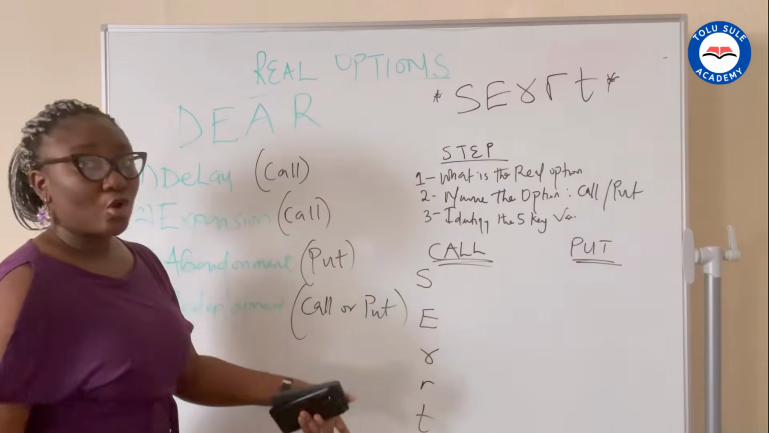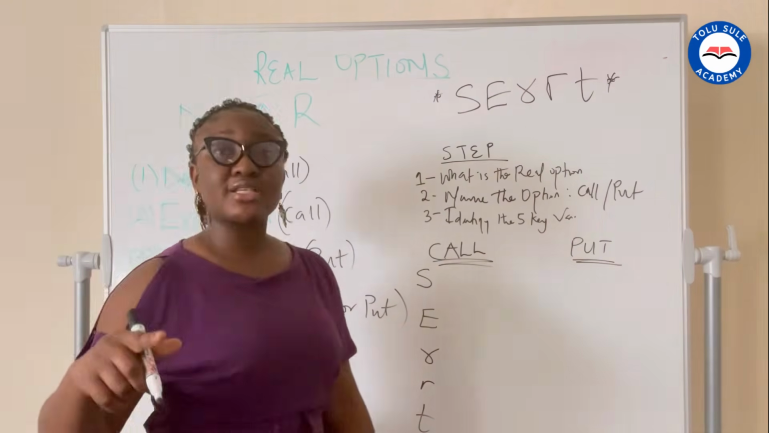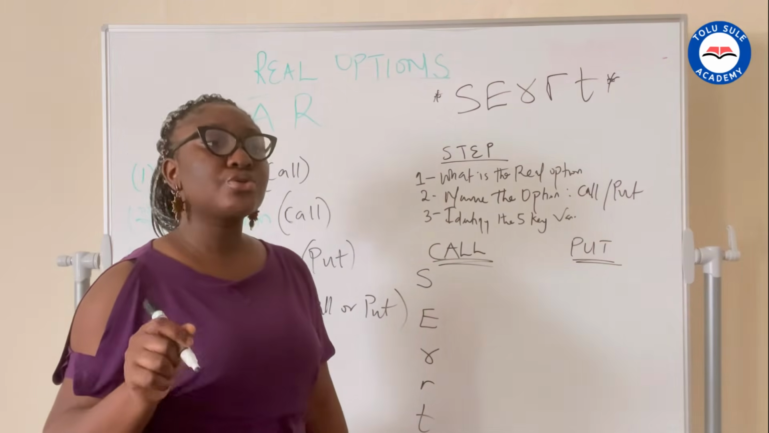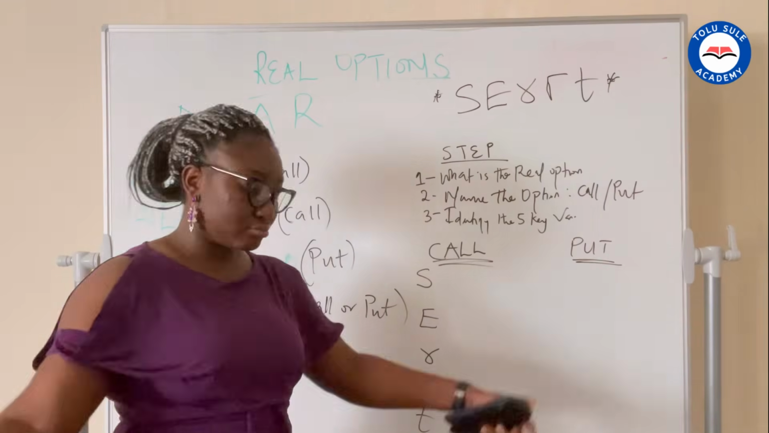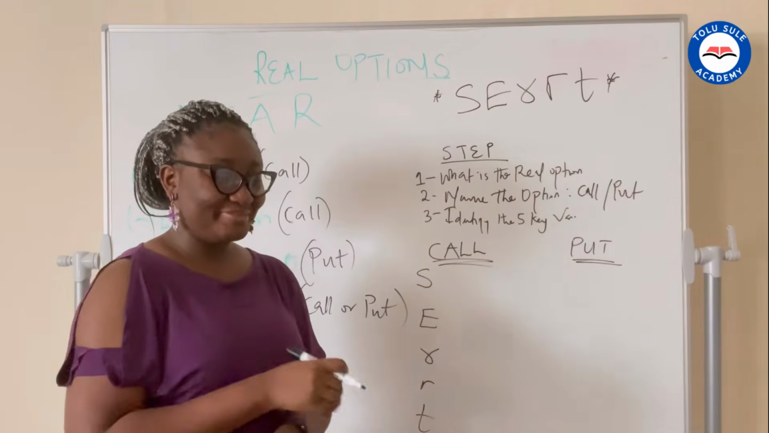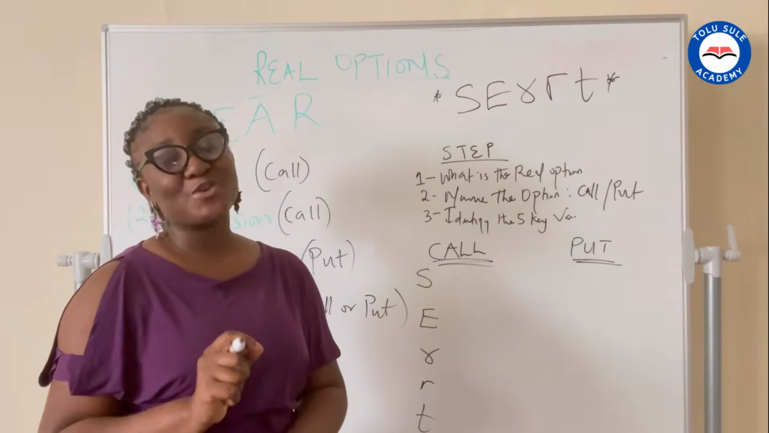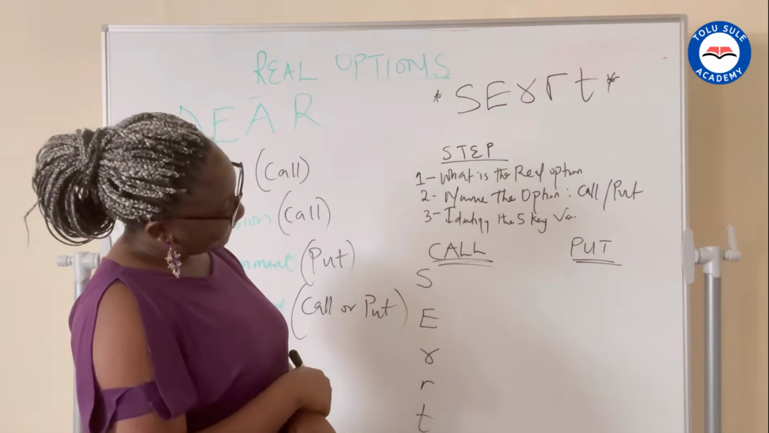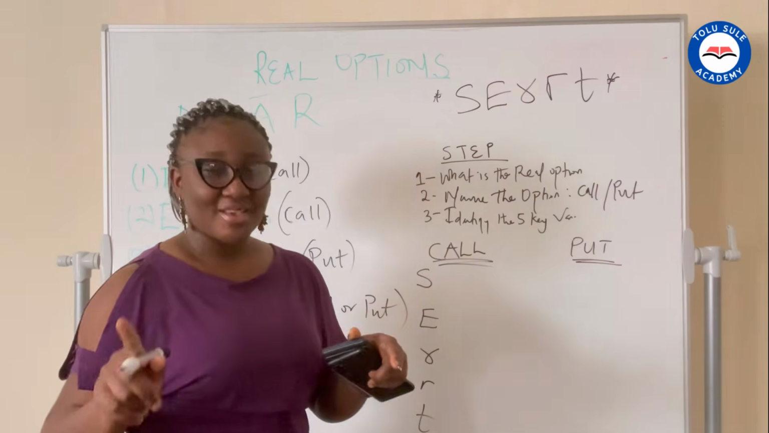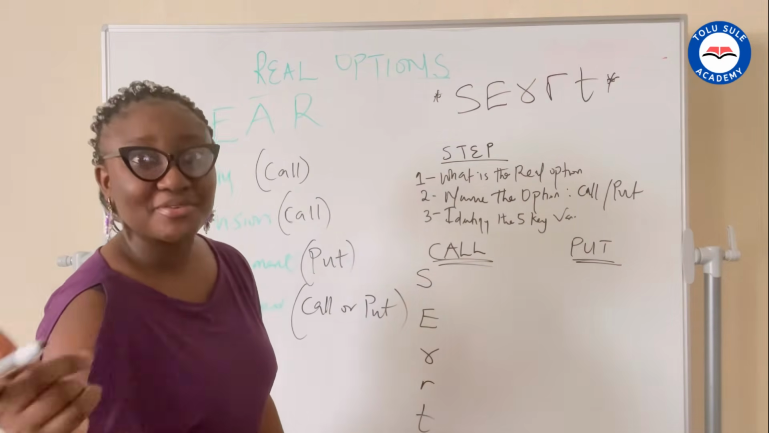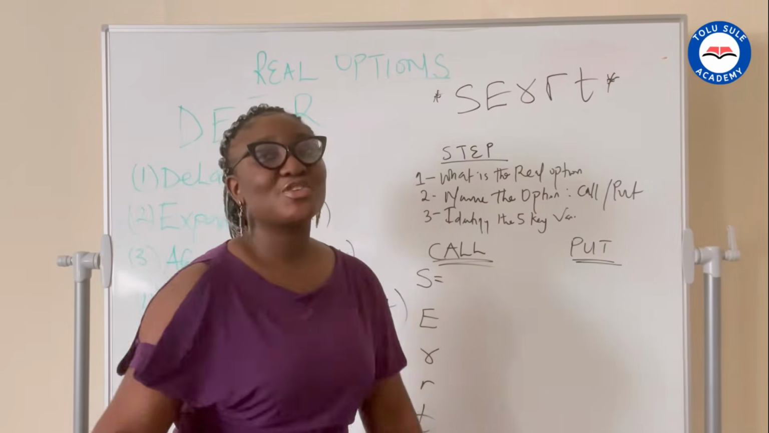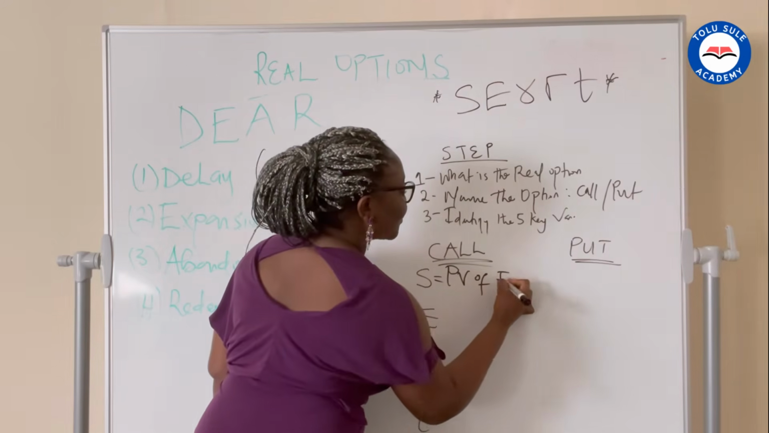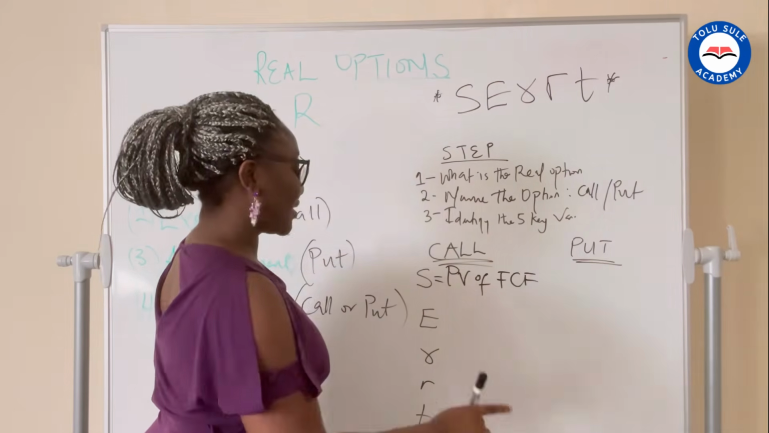So under a call option, the S that you know as the current market price is going to be, I'm trying to remember. I'm going to post this video in real time, I won't cut out anything. S is going to be the present value of future cash flows. Yes. That's it. I'll explain why.